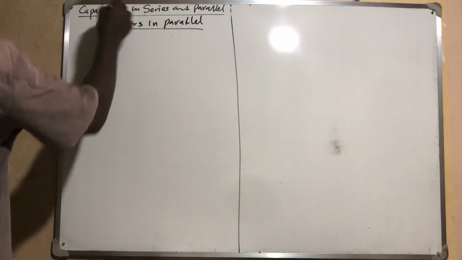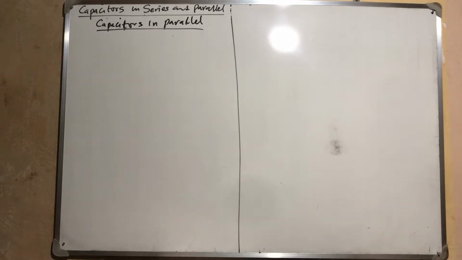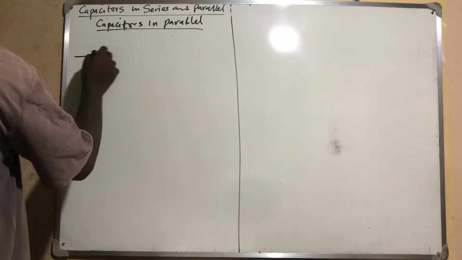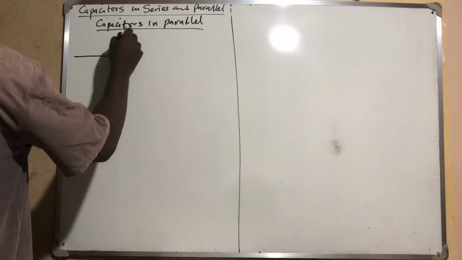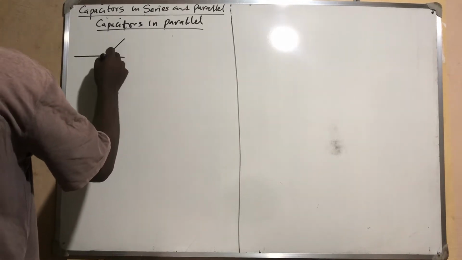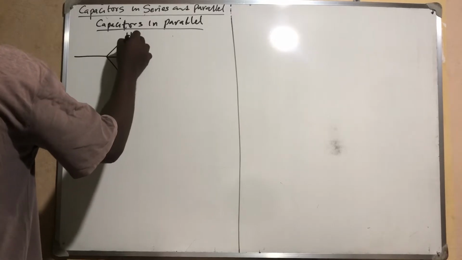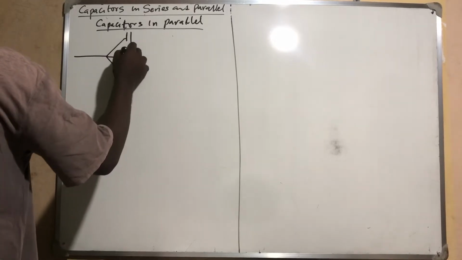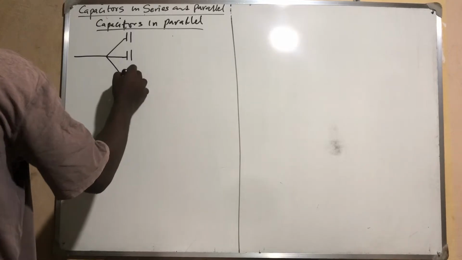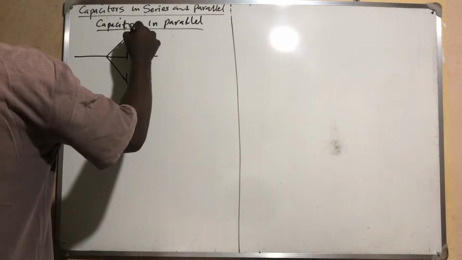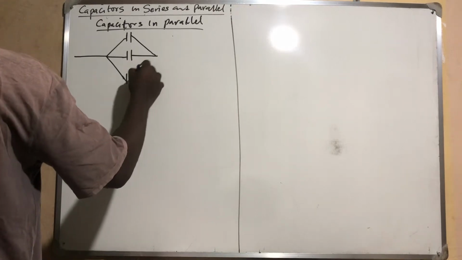In today's video, we'll be talking about capacitors in series and parallel. But first of all, let's talk about capacitors in parallel. If you want to draw capacitors in parallel, you have this one, and this one. This is the capacitor here, there's a capacitor here, and there is a capacitor here. Now, how do you know that capacitors are in parallel?